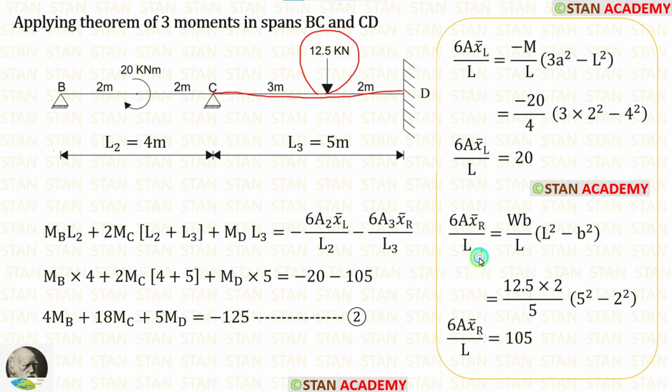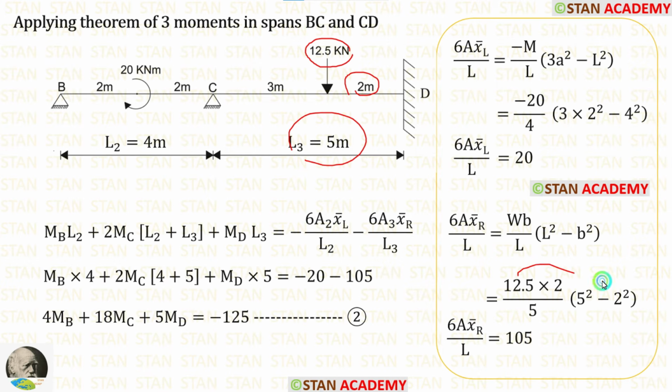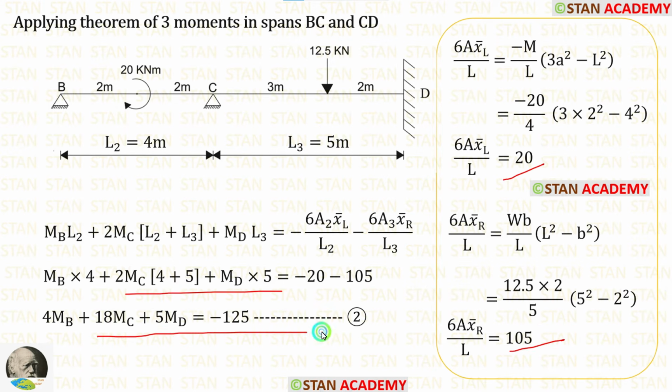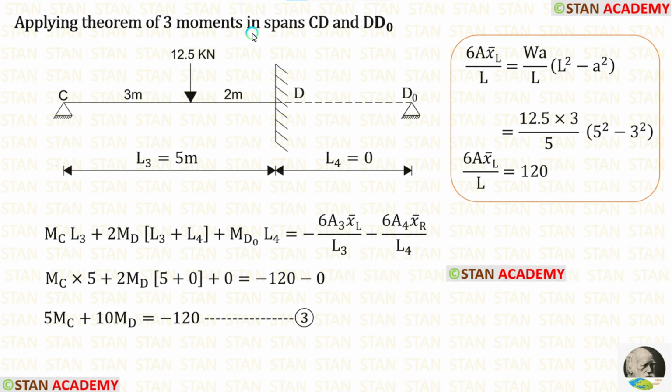Here we have to calculate 6a x bar right upon L. The formula is WB upon L into L square minus B square. Here W is 12.5, B is 2, L is 5. When we apply the values inside the formula, we are getting 105. Let us apply these two values in this equation and make the second equation.